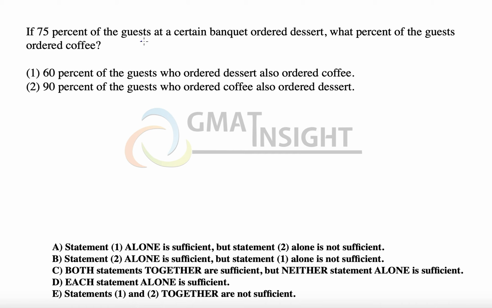If 75% of the guests at a certain banquet ordered dessert, what percent of the guests ordered coffee? So basically it's a question about the dessert and coffee. So the first thing that we do is we form a grid of 2 by 2.